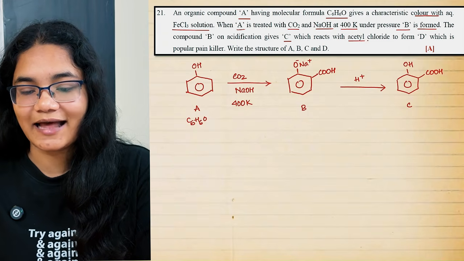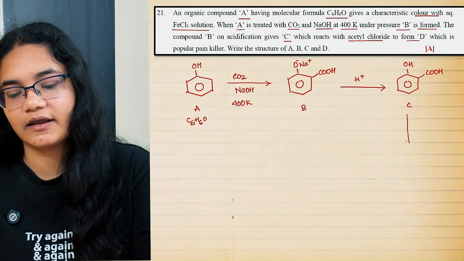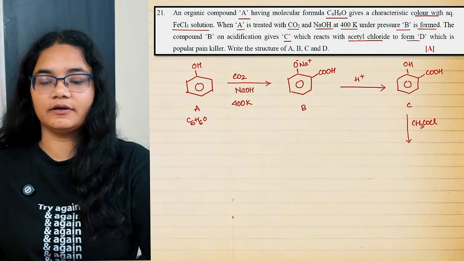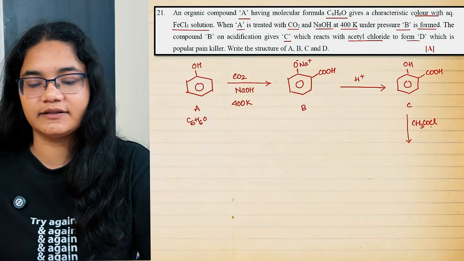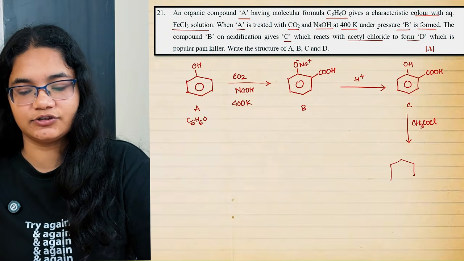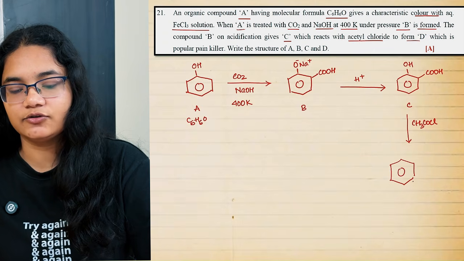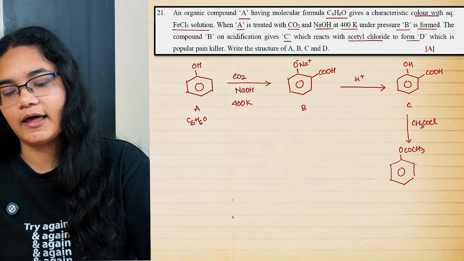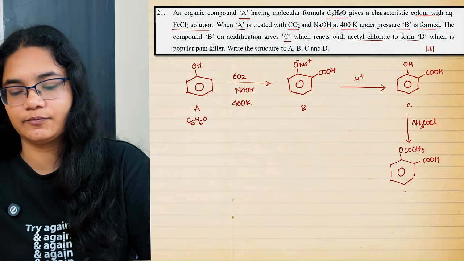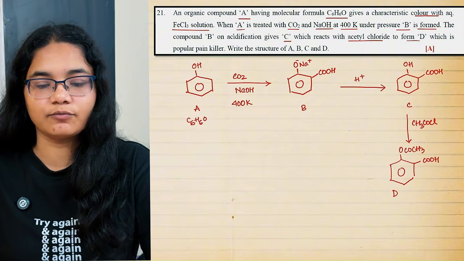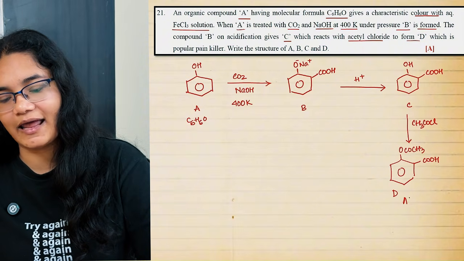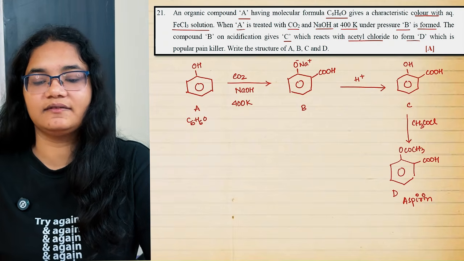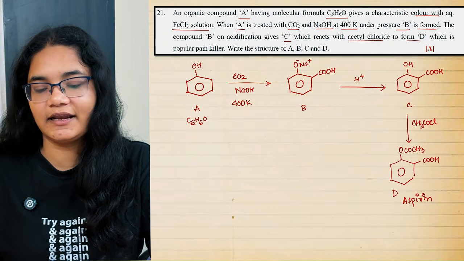Now C reacts with acetyl chloride to form D. This one is reacting with acetyl chloride, that is CH3COCl. What will happen here? This OH will react with this group, so acetylation or ester formation takes place. So you get a compound like this, OCOCH3, and this side we have COOH, to form compound D, which is a popular painkiller. This is our aspirin. Now write the structures of A, B, C and D. So A is there, B is there, C is there, and D is there.